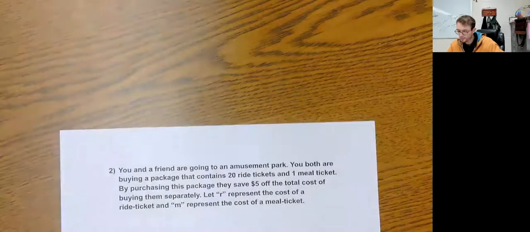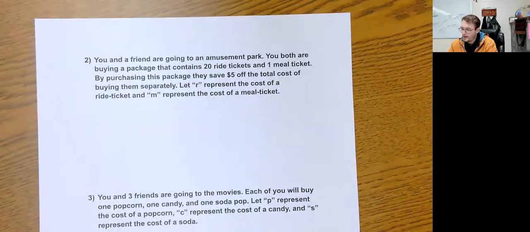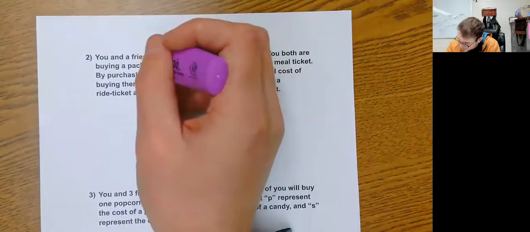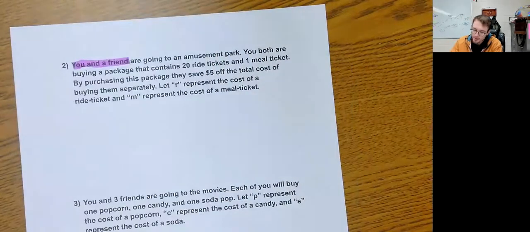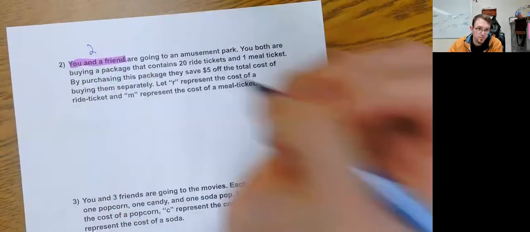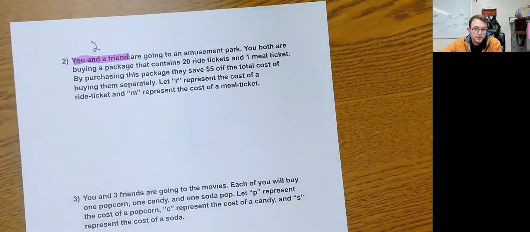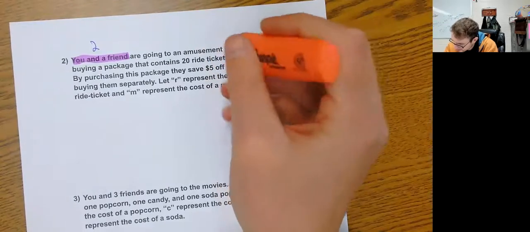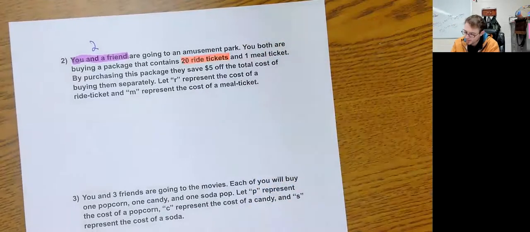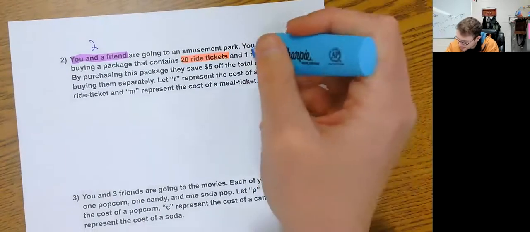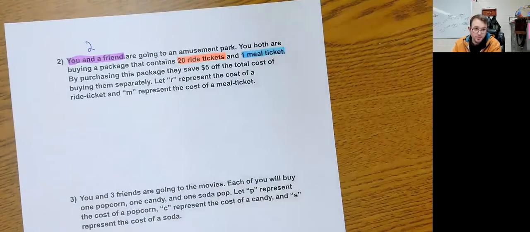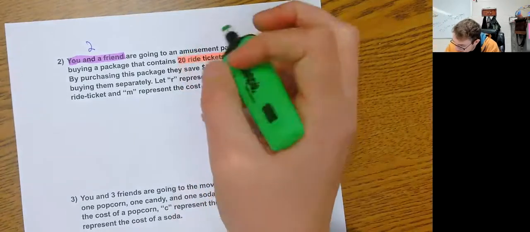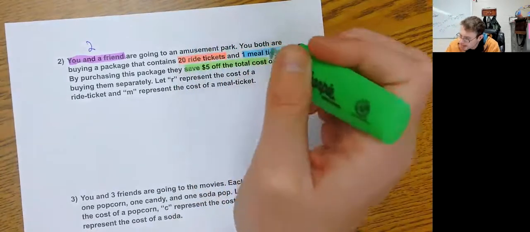Number 2, you and a friend. You and a friend makes up how many people? 2 people. All right? And you and a friend are going to an amusement park. You both are buying a package that contains 20 ride tickets and 1 meal ticket. By purchasing this package, they save $5 off the total cost of buying them separately. So we're saving $5 off the total cost.